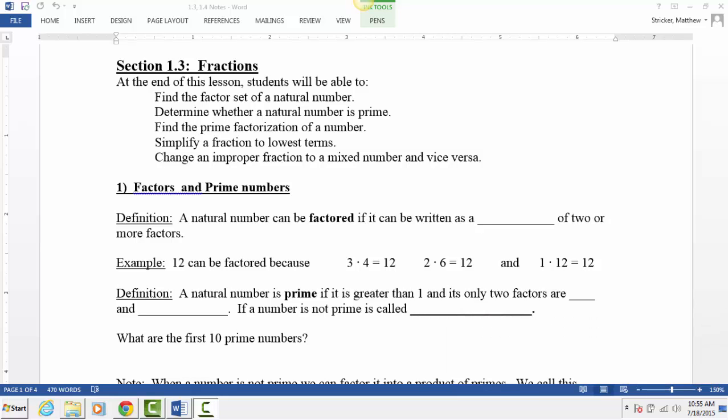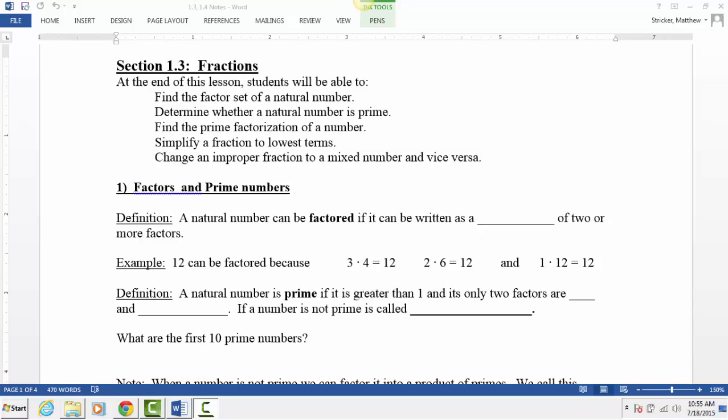Hi, this video covers the basics of fractions. We're going to first talk about prime numbers and then about how to simplify fractions to lowest terms, switching between improper fractions and mixed numbers, and then also some operations with fractions in the next section. But section 1.3 is what we'll cover first, and we're going to start out with some definitions.